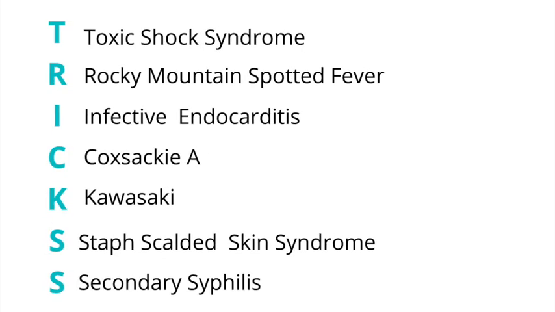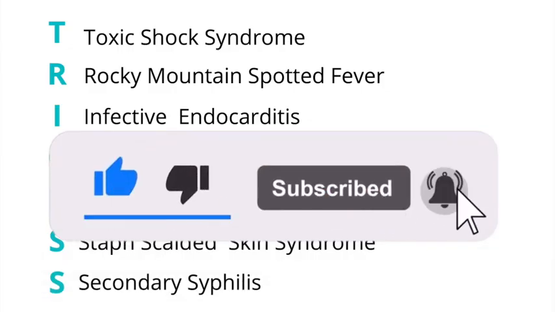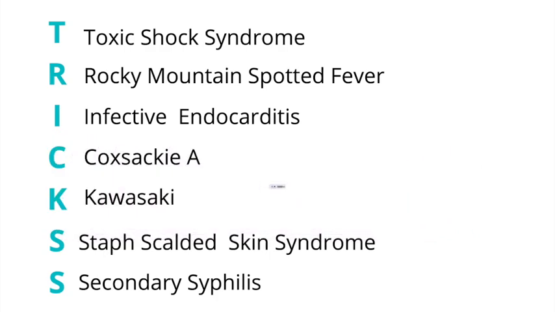So here's a mnemonic. T, toxic shock syndrome. R, Rocky Mountain spotted fever. I, infective endocarditis. C, Coxsackie A. K, Kawasaki. And the first S, staph scalded skin syndrome. And the last S, secondary syphilis. Recall that in infective endocarditis, these patients can have Janeway lesions on their palms.